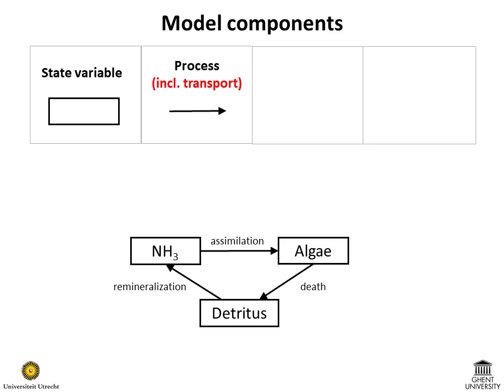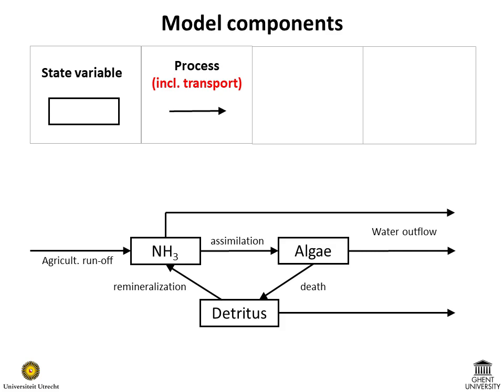Physical transport, such as water flow or diffusion, is a process as well. This is because transport can result in the transfer of mass or energy within the system or between the system and its surrounding. Therefore, transport processes are also depicted by solid arrows. In our example, transport processes that influence the nitrogen balance in the system can include import of ammonia from agricultural runoff, or export of ammonia, algal biomass and detritus via water flow.